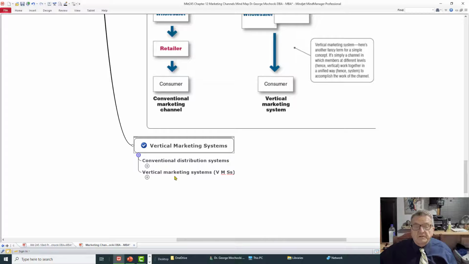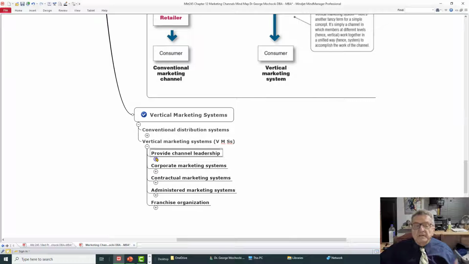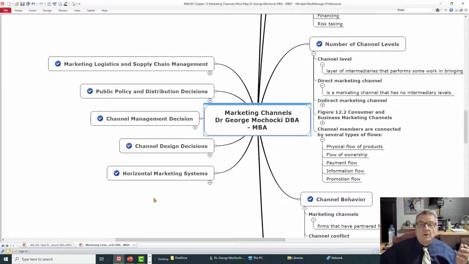Now we go back to the vertical versus conventional. What they call a vertical channel provides channel leadership: marketing systems, contractual marketing systems, administrative marketing systems, and franchise organization. We have a lot, so I want to keep moving, I'm already at 6 minutes. The book is the source.